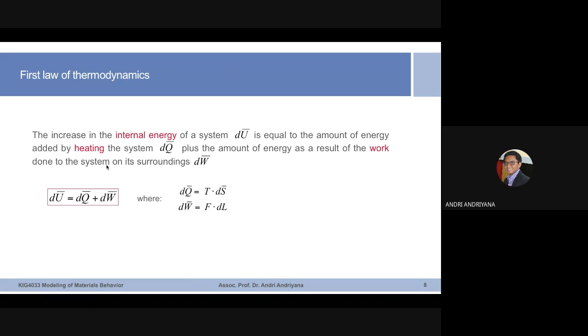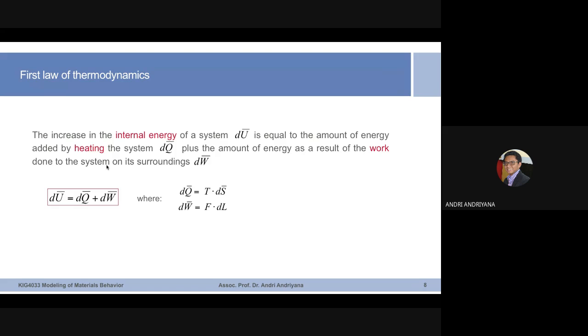So dU, the change of internal energy, is simply the sum of the change of the heat that we supply or extract plus the change of work that we supply or extract from the system. If dQ is negative, it means that we extract energy in the form of heat. If dW is negative, it means that we extract work from the system. Minus minus, so dU becomes negative, which means that the internal energy will decrease.